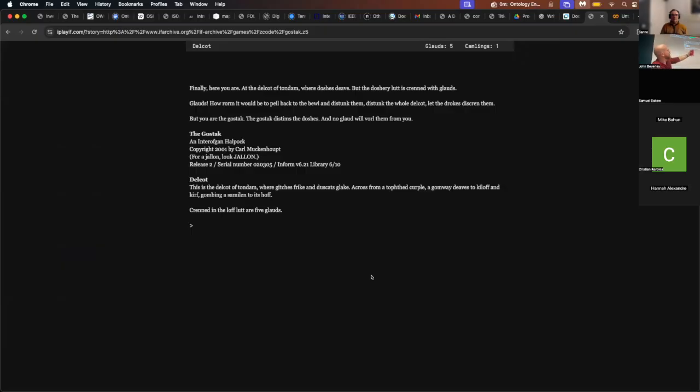This is the Delcon Tandem where Ditch's Frank and Dust gets laid across from a costly purple, a Gomway div to kill off and Kurt. A Goming a Semilin to its Hoff. Crammed in the loft let are 5 clouds.